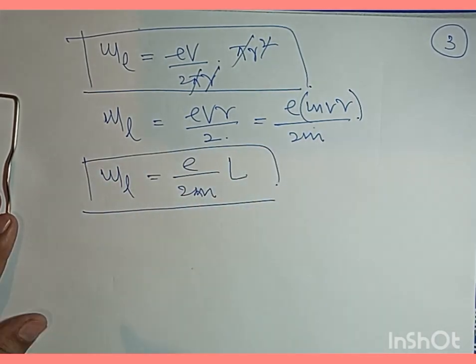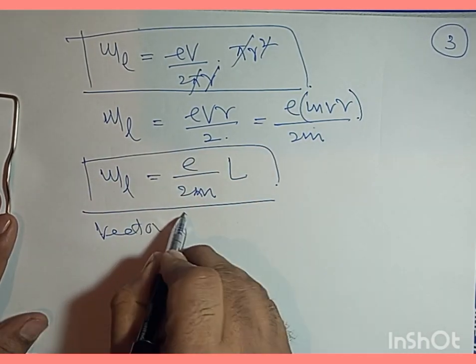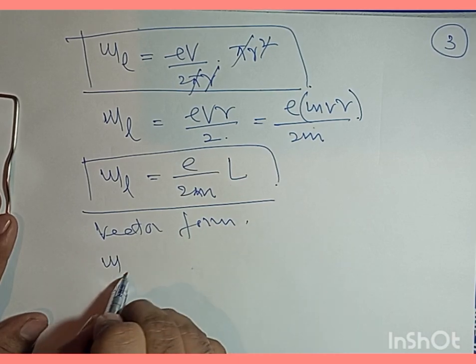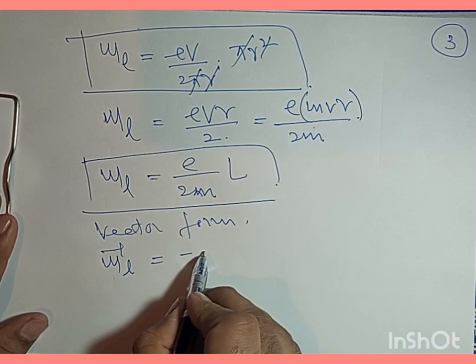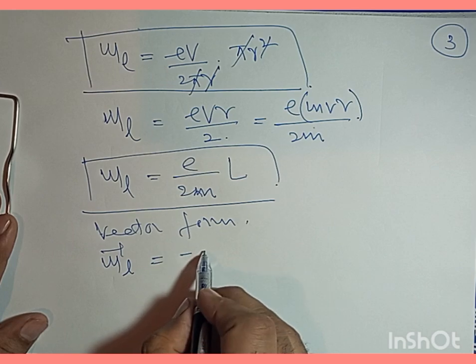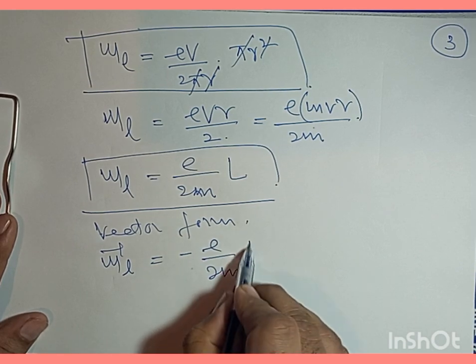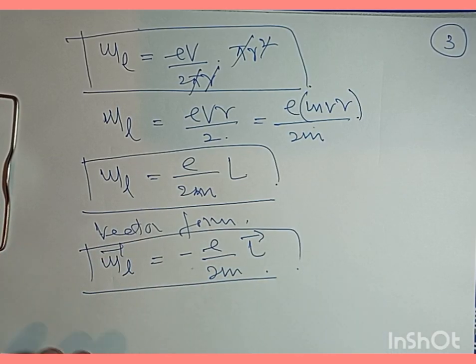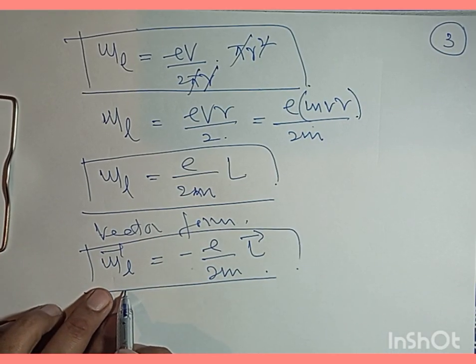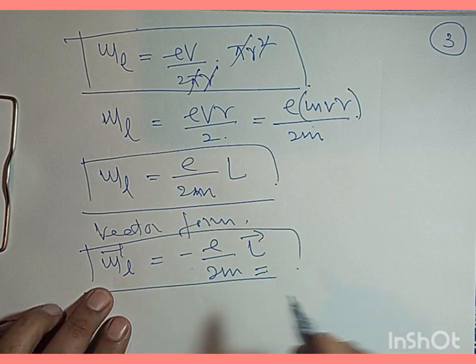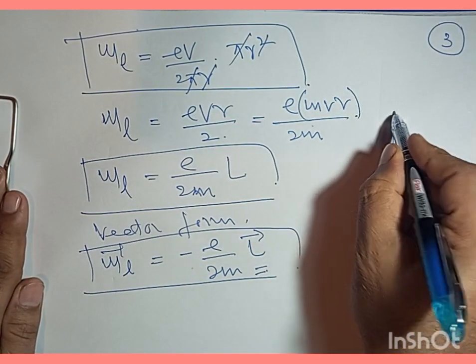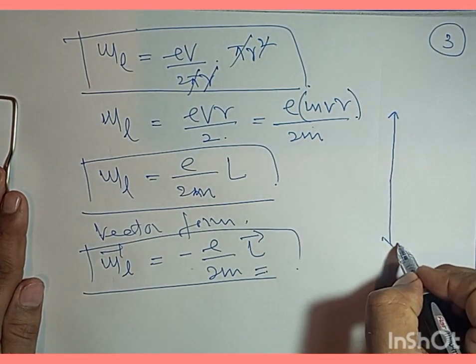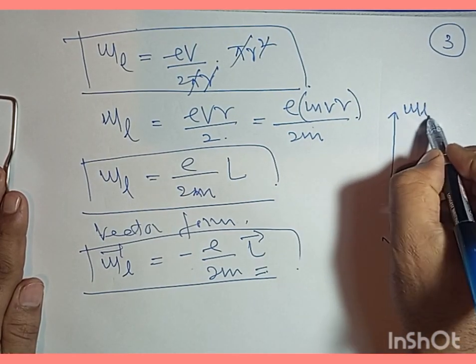Now if I write this equation in vector form, this mu L as a vector will be minus, since the charge of electron is minus, e by 2m L vector. And this equation is an indicator of the fact that the orbital magnetic moment of the electron, its direction is opposite to the angular momentum of the electron. So they are exactly opposite. So if this is mu L, this is L.